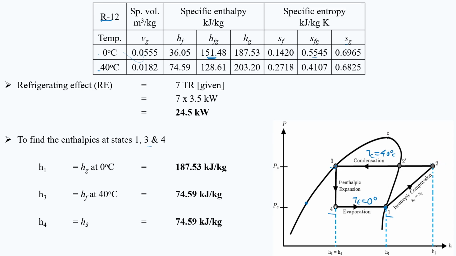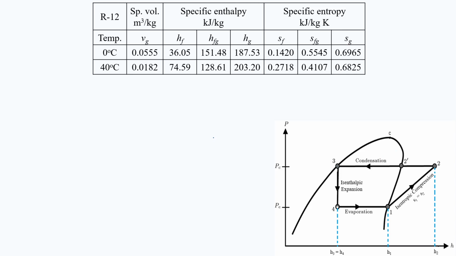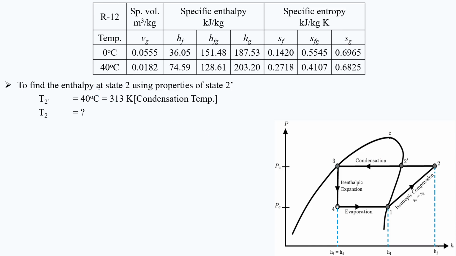Now we need to find the enthalpy corresponding to point 2. For that, first of all, we know the temperature at 2 dash, which, as we already told you, will be the temperature of the condenser. Up to 2 dash, it will be the temperature of the condenser. Then going away from 2 dash towards the right, the temperature slightly changes, or a slight degree of superheating will be there. So the temperature at 2 dash is 40 degrees Celsius, which we convert into Kelvin, that is 313 Kelvin.